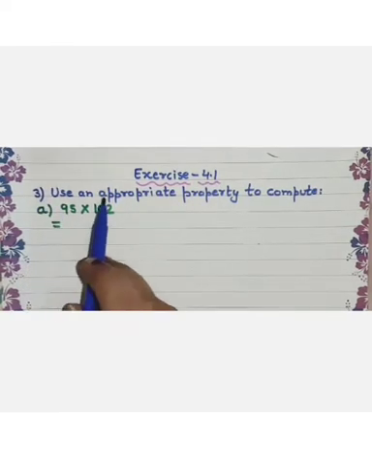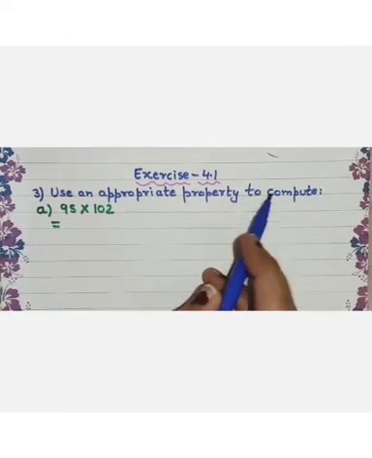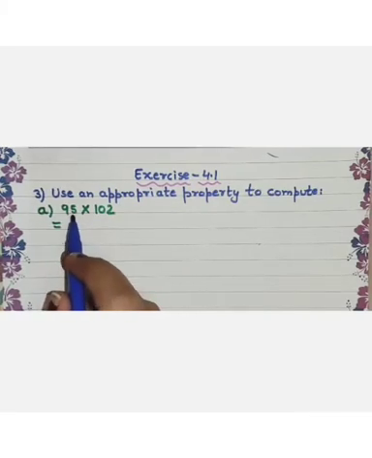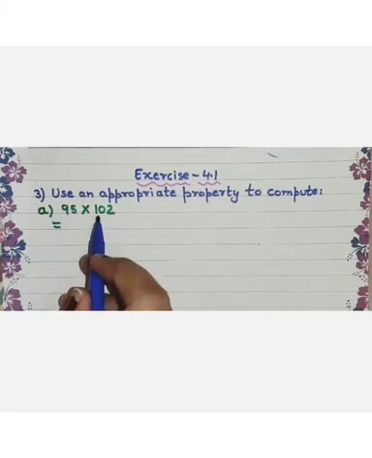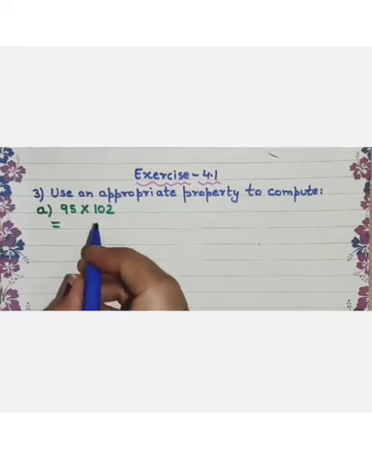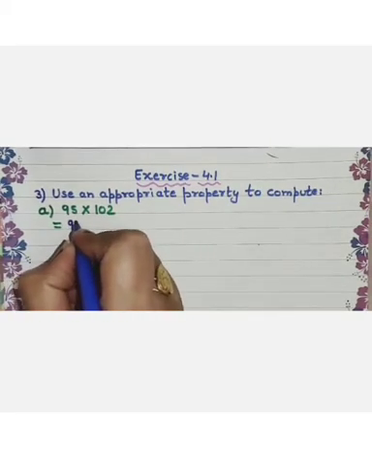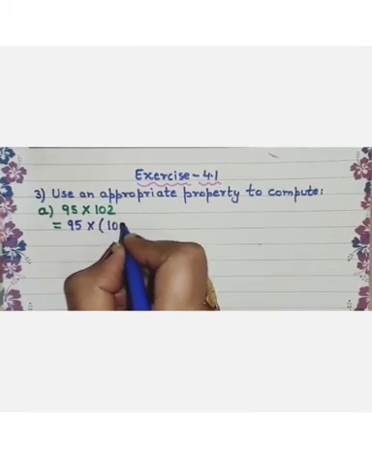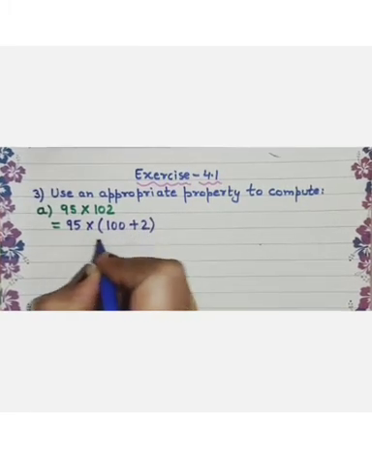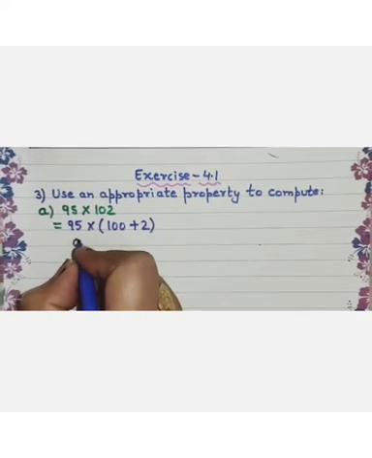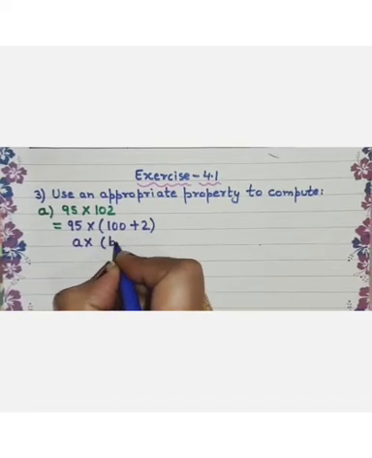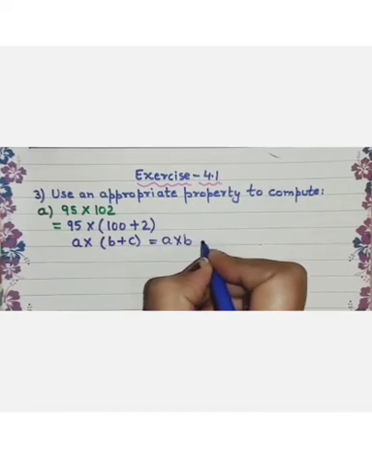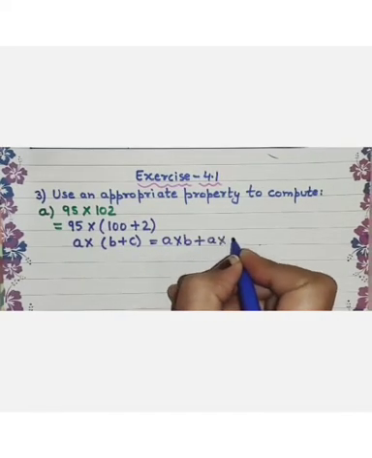Question number 3. Use an appropriate property to compute. A part is 95 multiply 102. We will solve this using distributive property. For this, we will break 102 as 100 plus 2. Now, using distributive property, A multiply (B plus C) is equal to A multiply B plus A multiply C.